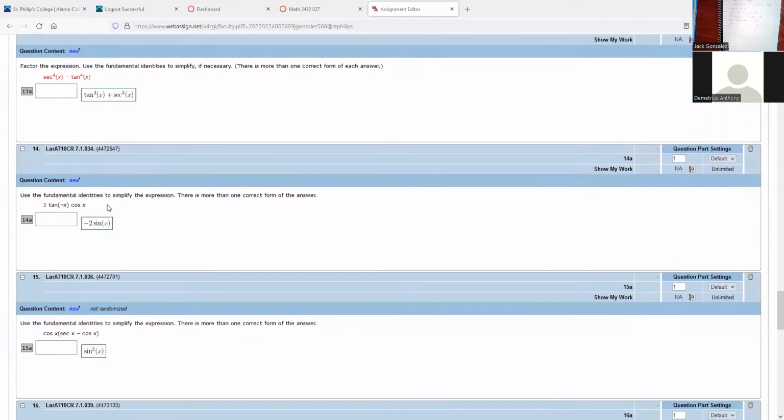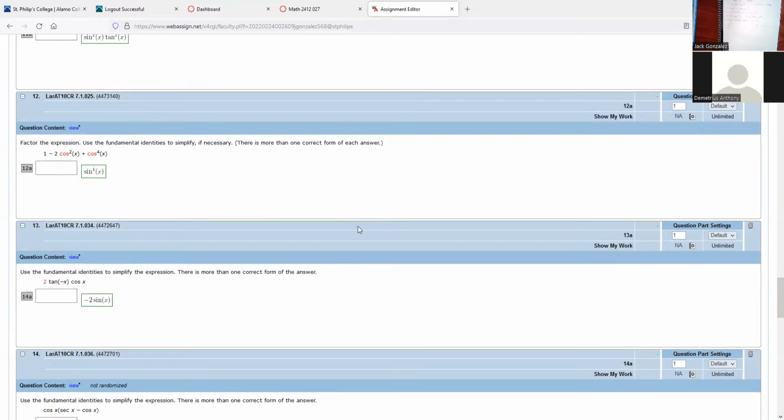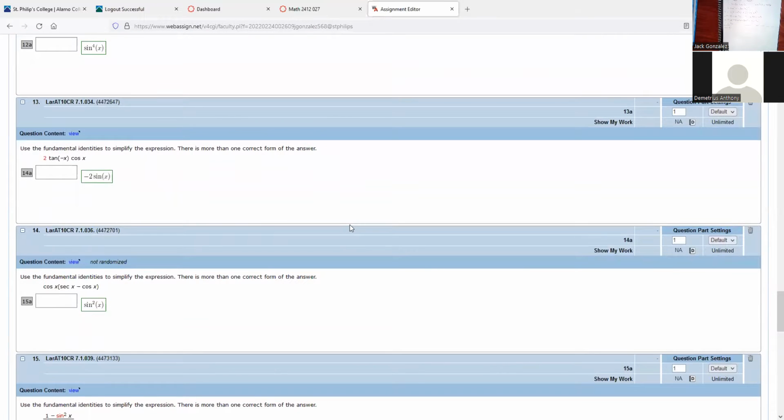Let's see here. Let's do the 14th. This one looks different. 13. Problem 13. Simplify. So 2 tan of negative x times cosine.